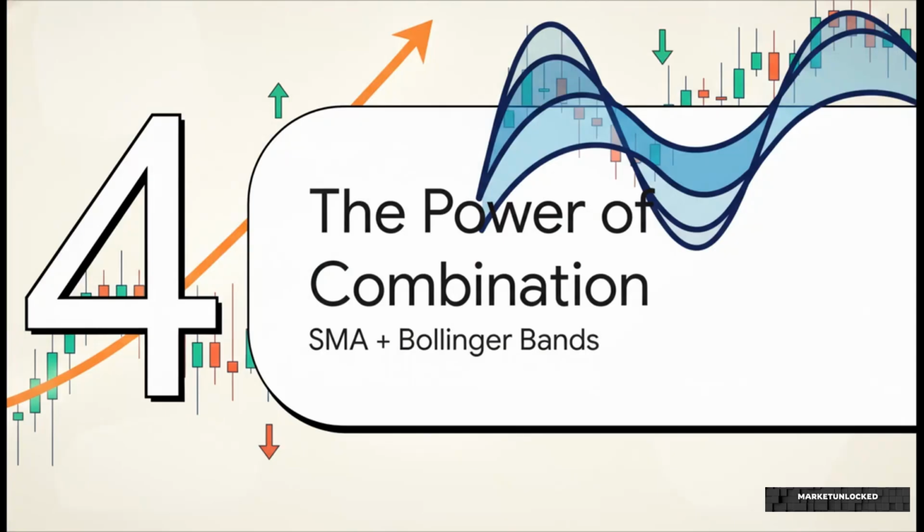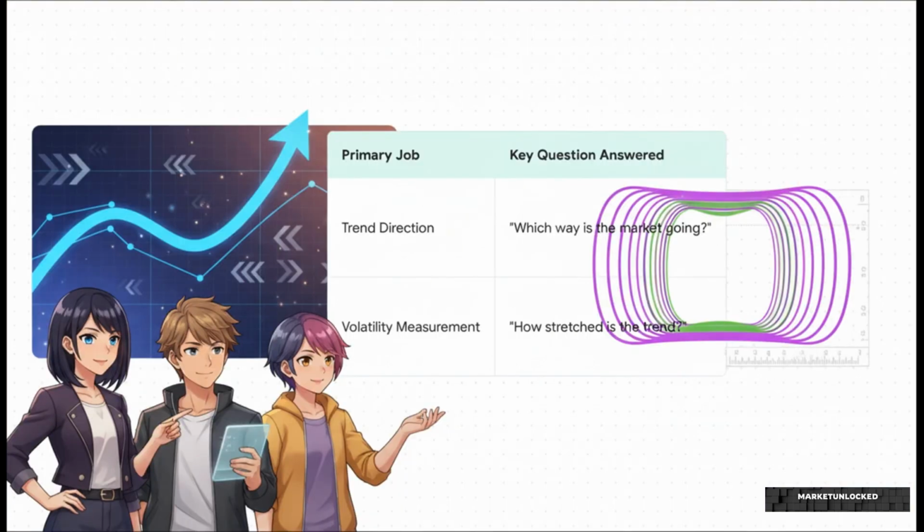Okay, so we've got the SMA, we've got Bollinger Bands. They're both really useful on their own, for sure. But their true power, well, that's unlocked when you put them together. And this is where it all clicks. It's like a 1-2 punch. The SMA gives you the what. It answers that big question, which way is the market going? But then the Bollinger Bands come in and give you the how. How stable, how strong, or how stretched out is that trend?